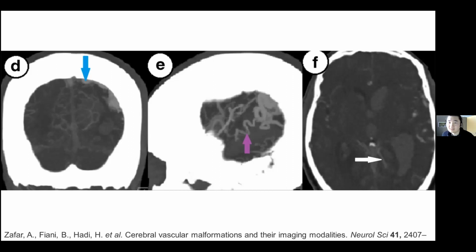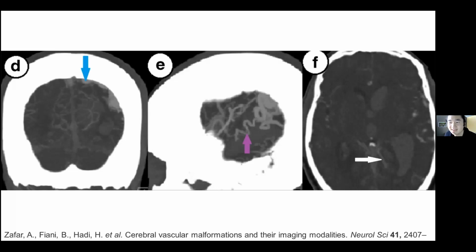Panel E in the middle is a sagittal MIP reconstruction, and the ever-friendly purple arrow sign is pointing to this feeding artery that is presumably coming off the left middle cerebral artery. And panel F goes back to the axial source images of the head CTA, and the white arrow is pointing to this draining vein that's presumably exiting from the nidus and going to one of the deeper veins. I think probably the vein of Galen or internal cerebral vein down the left.